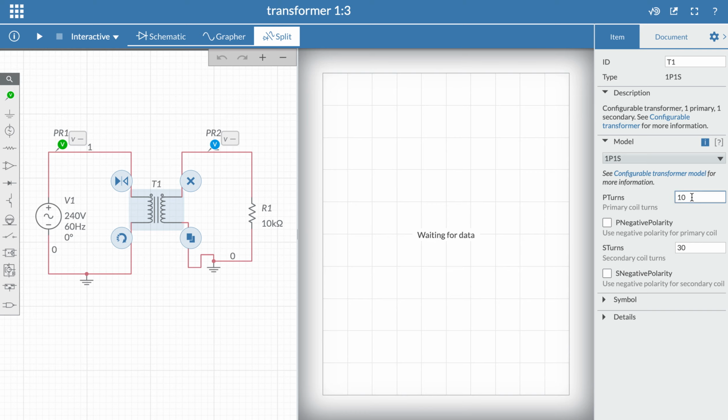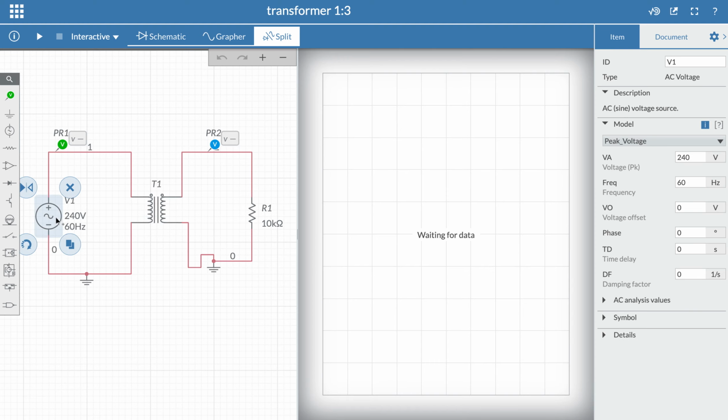So here I chose 10 to 30. You can take it 20 to 60, 15 to 45, any two numbers of turns, primary and secondary, that give you a 1 to 3 turns ratio.